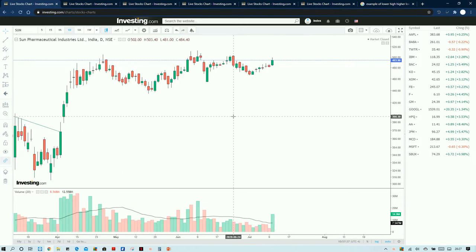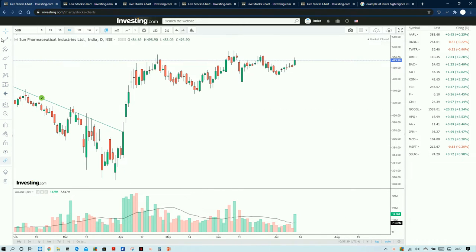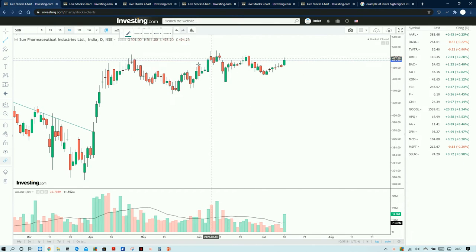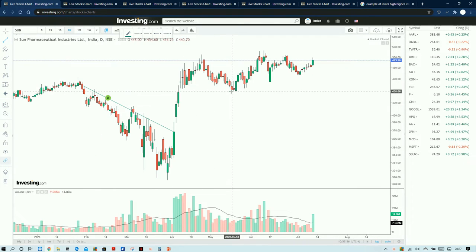Now for the upward, you need to connect the red candle with the red candle. For the downside, you have to connect the green candle with the green candle. Now with the red with the red, the lower low is somewhere here. You can also take this point also.